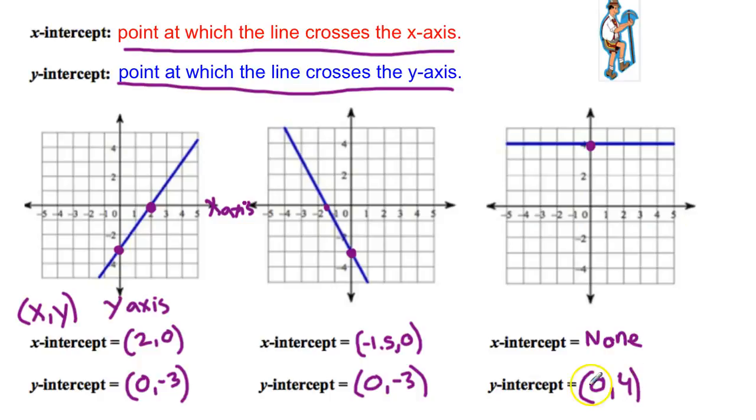4. Wonderful. So now we need to find out, are these lines positive? Are they negative? Or are they neither? We call that the slope. I'm going to show you a little video before we do this.